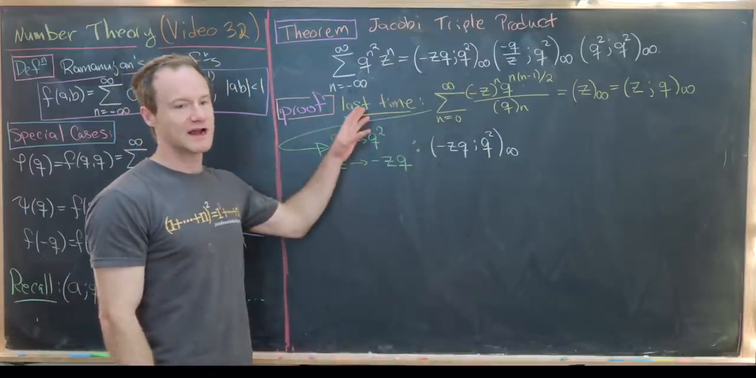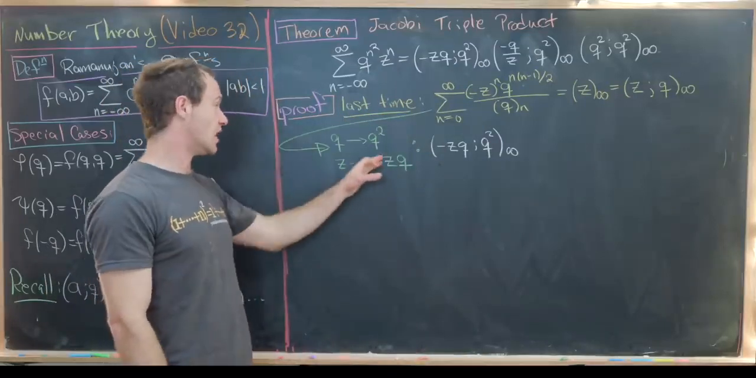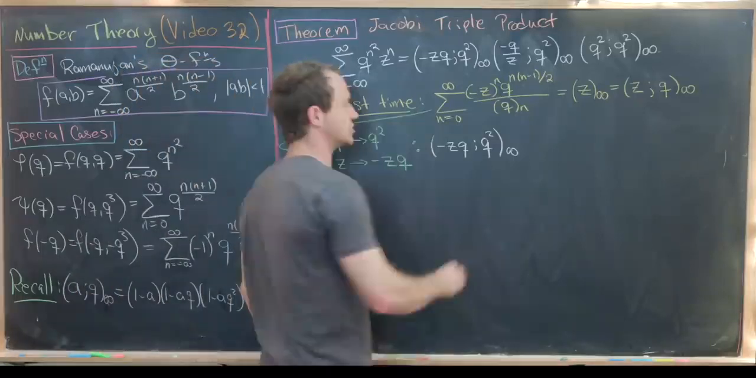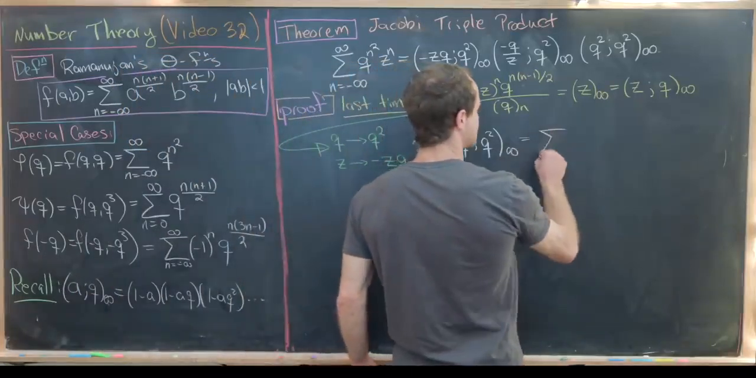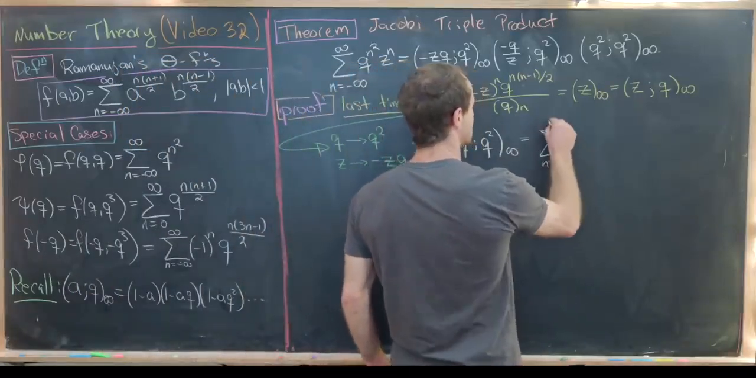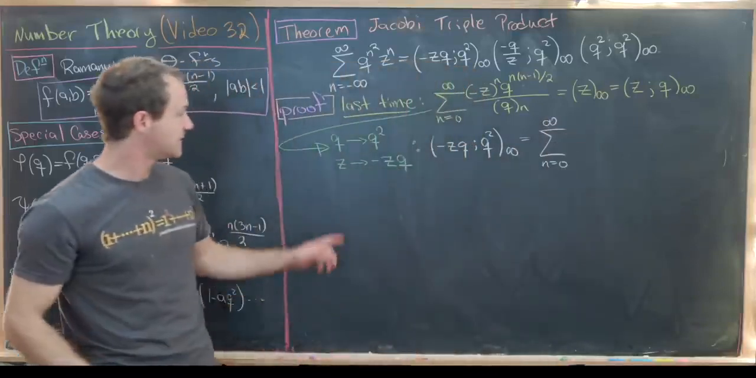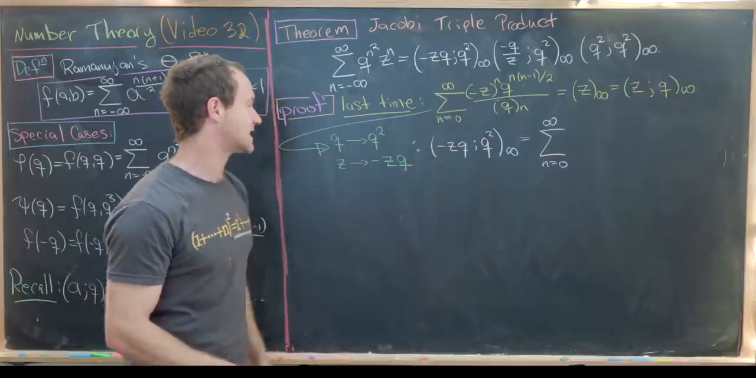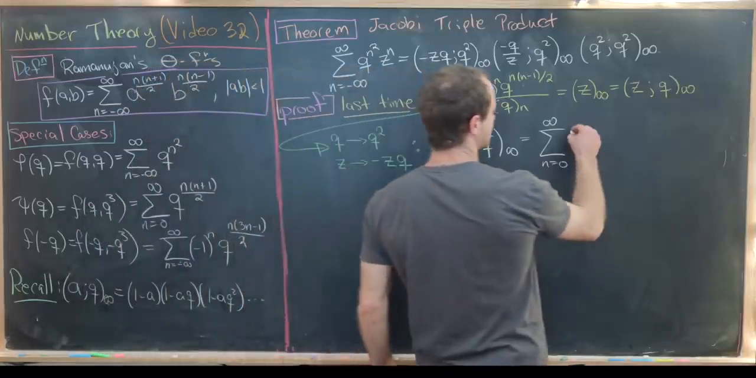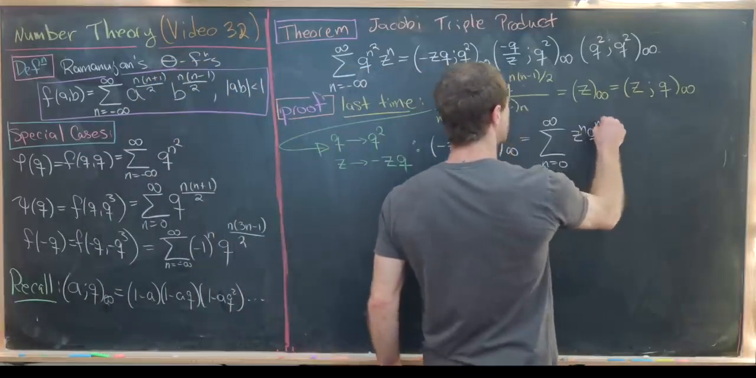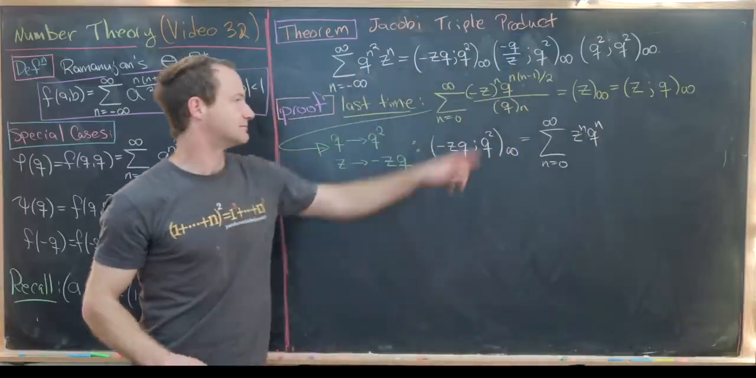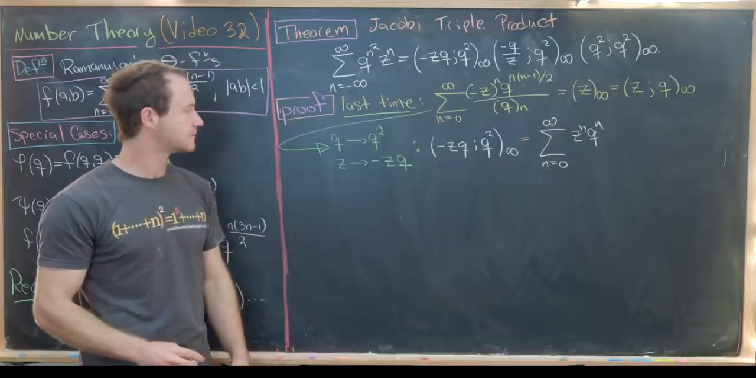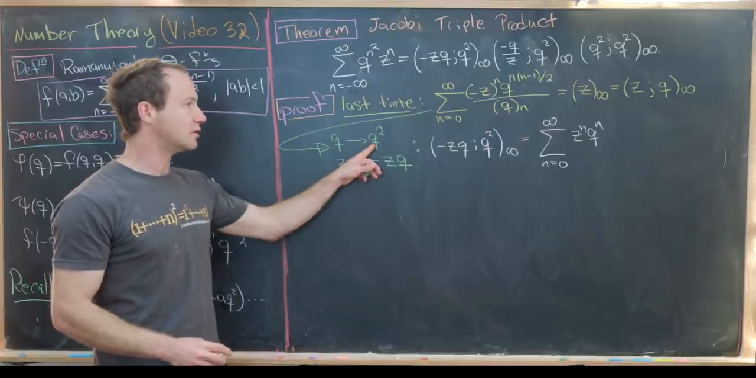Now let's see what the right-hand side turns into under this substitution. So I've got my sum as n goes from 0 up to infinity of, well, let's see, I'm replacing z with minus zq. So that minus sign is going to cancel, and I will get z^n q^n. So that's from this minus z to the n power. Then I'm replacing q with q squared.